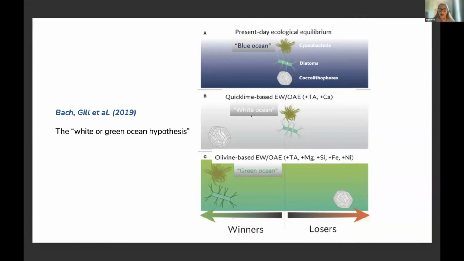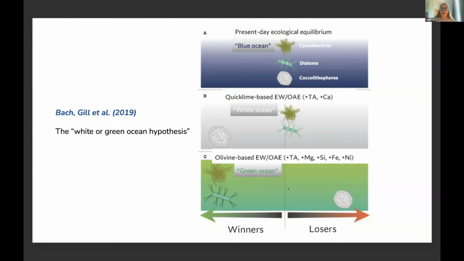But by contrast, if silicate materials, for example olivine, were used to enhance alkalinity, increasing total alkalinity would be accompanied by a rise in dissolved silica and trace metal enrichment like iron or nickel. And silicifiers could likely benefit from an increase in dissolved silica, and nitrogen fixers could be more successful due to these trace metals being added. And these responses would result in overall increased primary productivity until macronutrients were limiting, and calcifiers could be outcompeted. And this could be thought of as a shift towards a more green ocean.